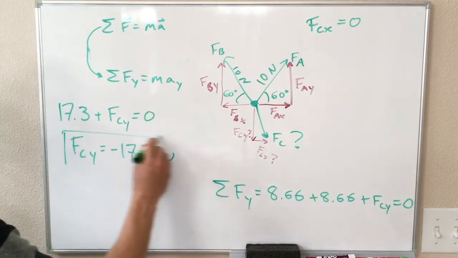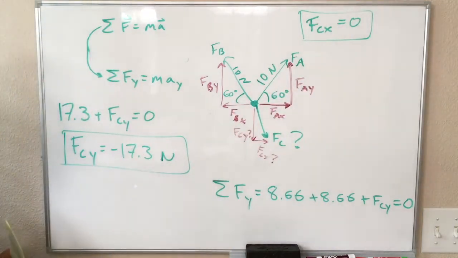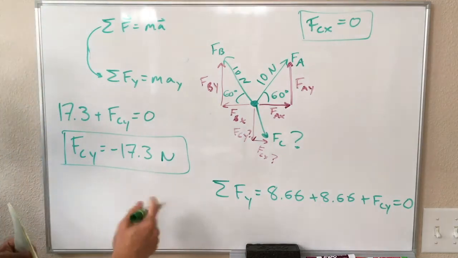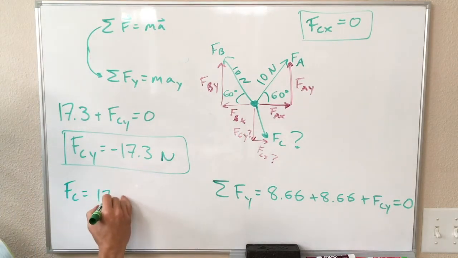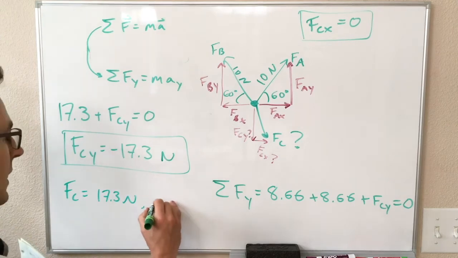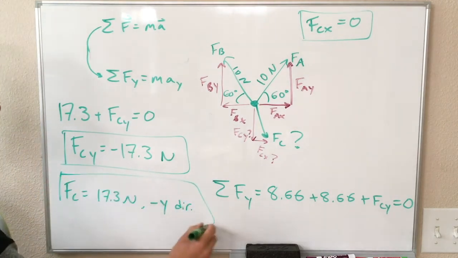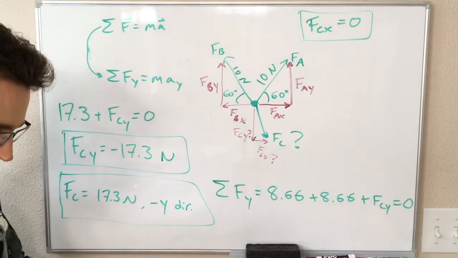So these two combined are our complete answer. The two components of FC, the x and the y. We could also give this as a magnitude and a direction. So one other answer would be, FC equals 17.3 newtons in the minus y direction. This is also another complete way of describing force C.